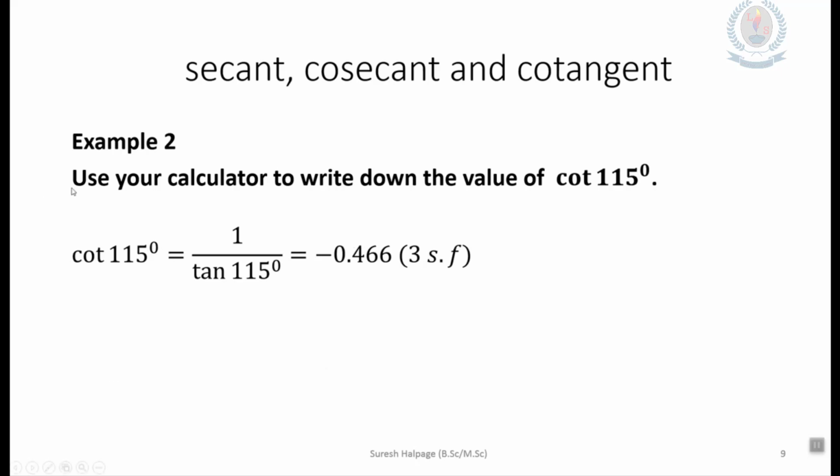Example number 2. Use your calculator to write down the value of cot 115. You know that cot theta is identical to 1 divided by tan theta. So you can write cot 115 equals 1 divided by tan 115. Use your calculator and find this value.